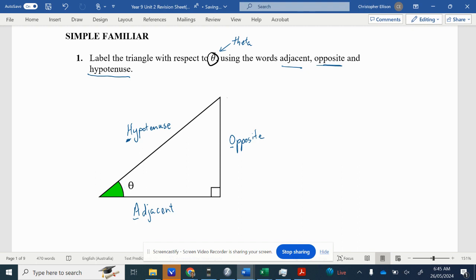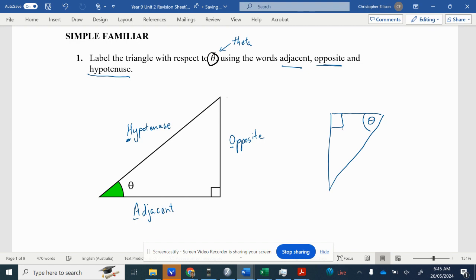Now, obviously, if we were to change the triangle around a bit, sometimes we orient the triangle in a slightly different way. Let's say we put theta over here. Okay, that now changes what these sides are. Okay, so let's have a look.